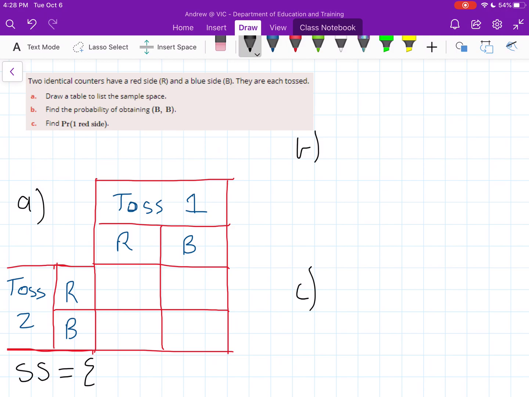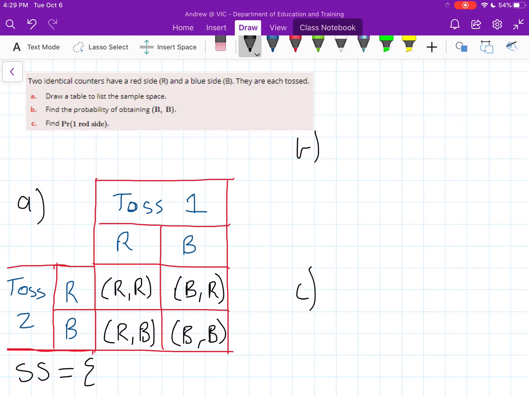So we've got toss 1, you have the option of red or blue, and then toss 2, the option of red or blue. Now we just need to break this down into all the different options we can get. For this first one, we've got red and red. Our second one, writing toss 1 first, is blue and red. Down here we're looking at red for toss 1 and then blue for toss 2, and then we've got blue for toss 1 and blue for toss 2.